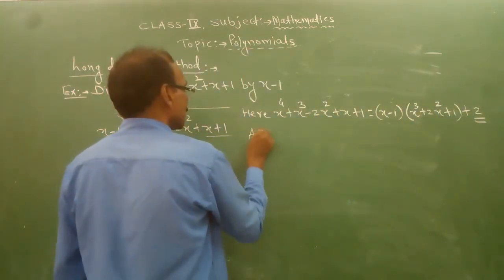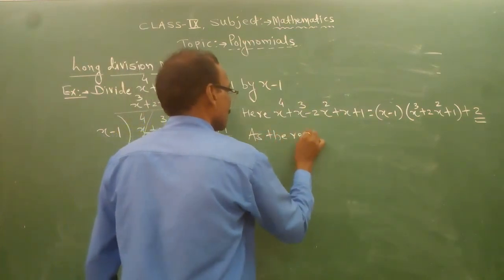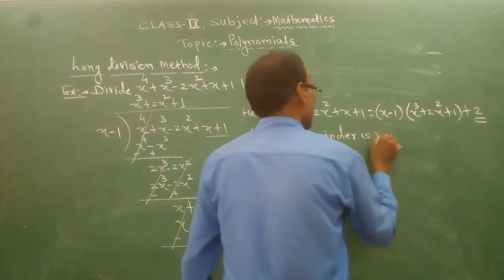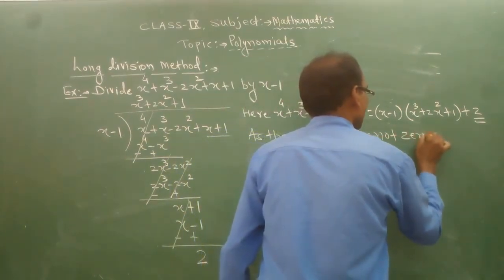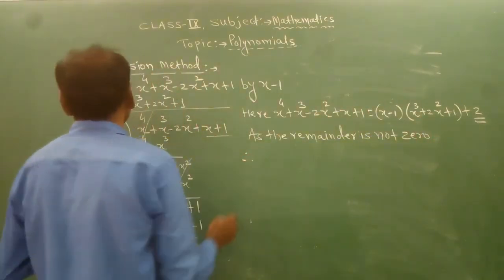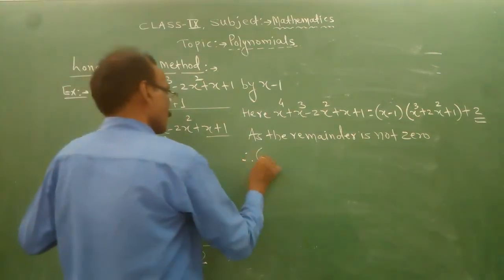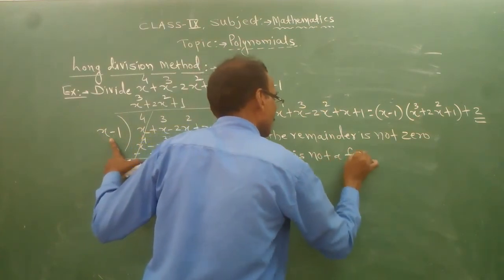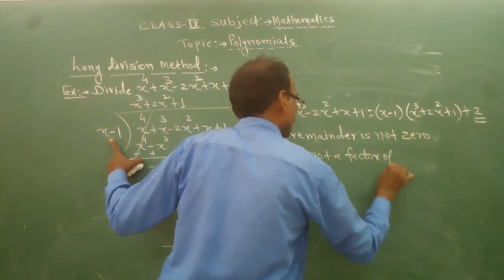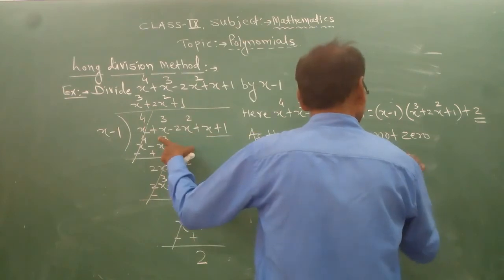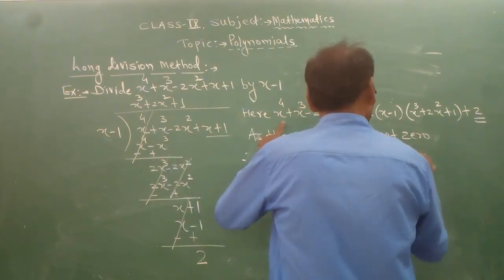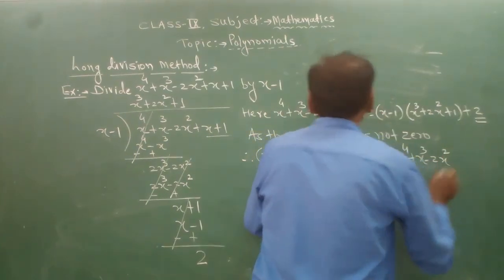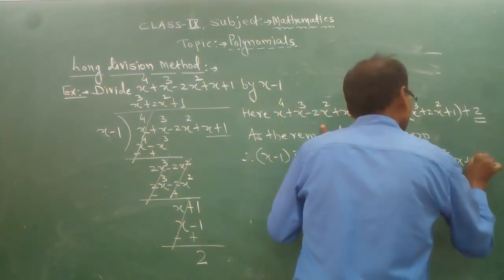So as the remainder is not 0, therefore this divisor x minus 1 is not a factor of this x raised to the power 4 plus x cube minus 2x square plus x plus 1.